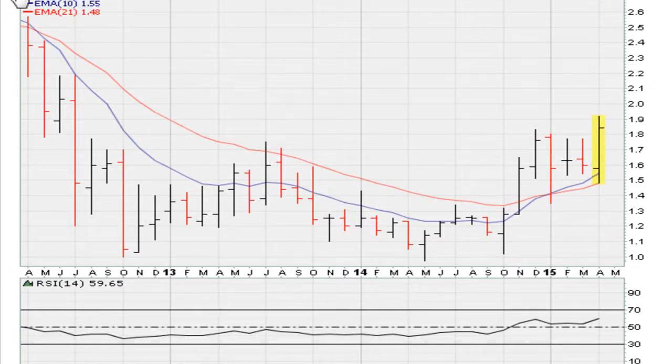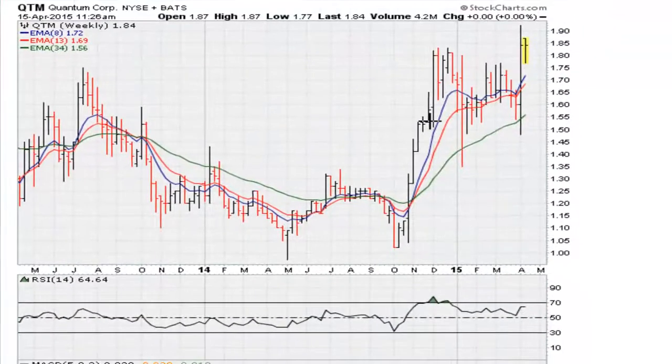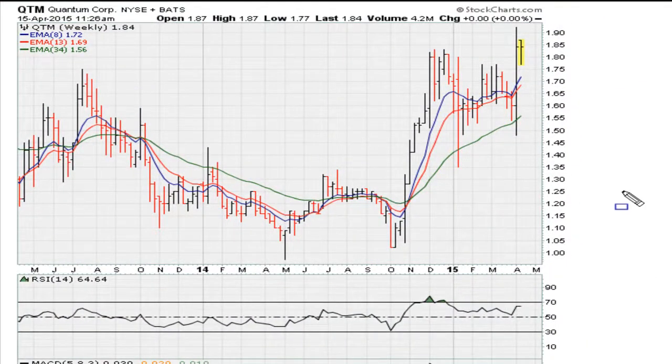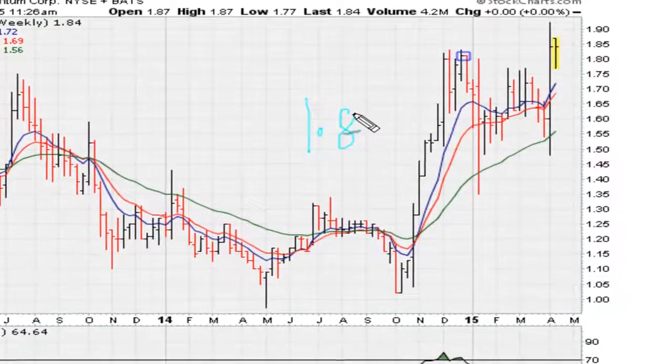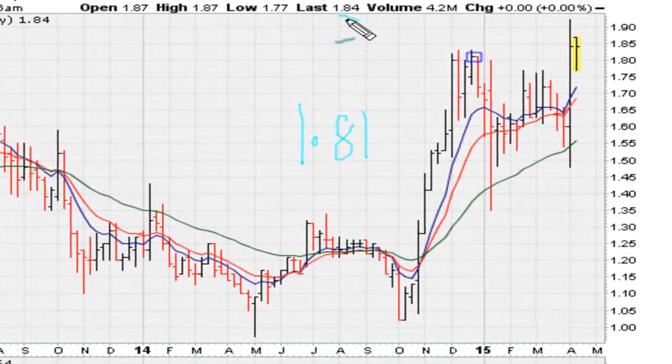Now, if we go to the weekly, remember we are trying to drill down on how to own these things. On the weekly, we can see that this was the prior weekly closing high, and that price point is at 1.81. So with the stock trading at 1.84, even the weekly is giving you a nice opportunity to hold the stock and see whether it can move higher.